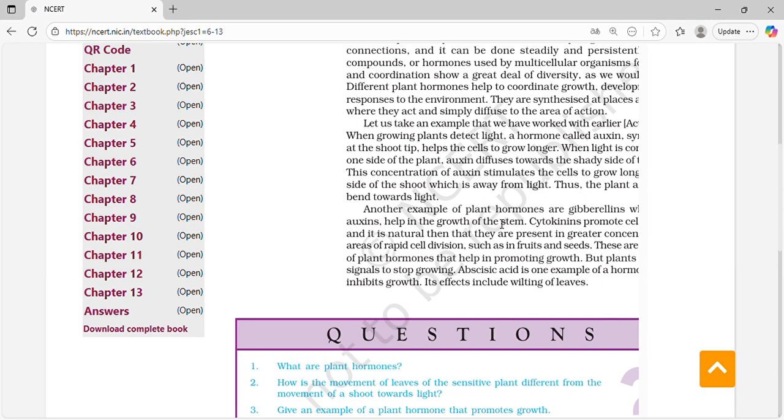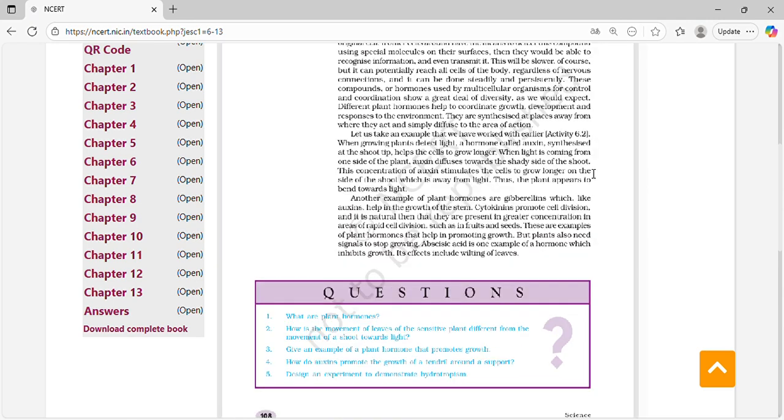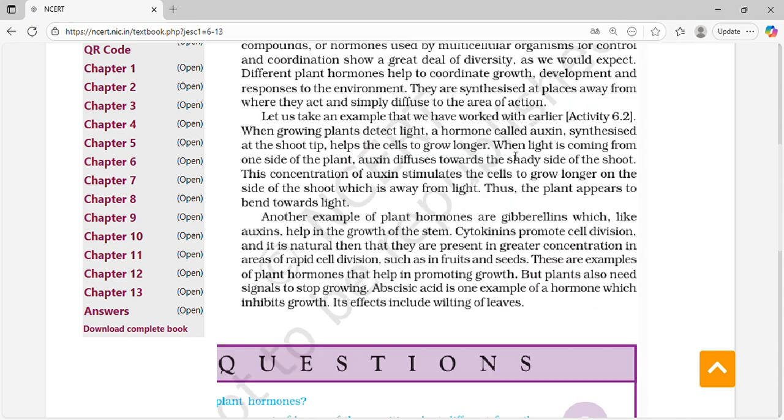Another example is plant hormones. When growing plants detect light, a hormone called auxin is synthesized at the shoot tip and helps the cells to grow longer. When light is coming from one side of the plant, auxin diffuses towards the shady side of the shoot. This concentration of auxin stimulates the cells to grow longer on the side of the shoot which is away from the light. Thus the plant appears to bend towards the light.